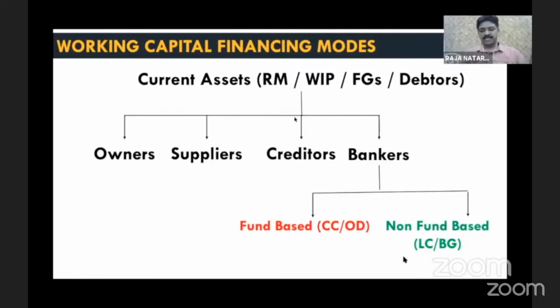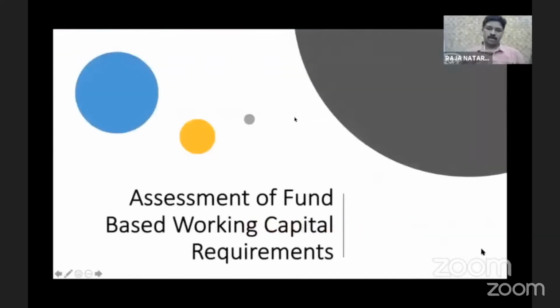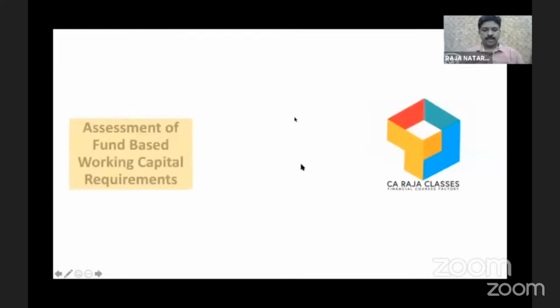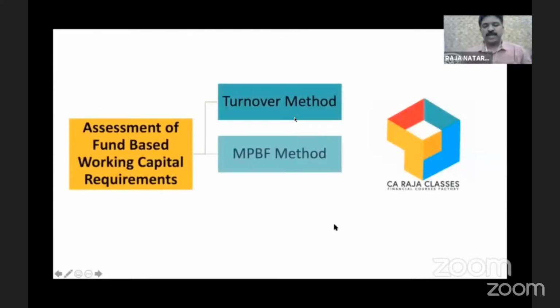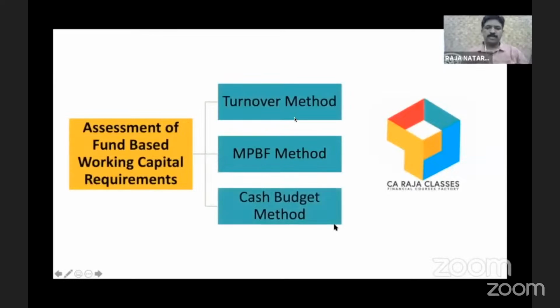Okay, so with this, let's get into the core of today's webinar. That is how banks are going to assess the working capital requirements of a borrower. That's the topic also, right? How to assess working capital as a banker. Okay, now listen. See, there are 3 methods for assessing working capital: turnover method, maximum permissible bank finance method, and cash budget method.